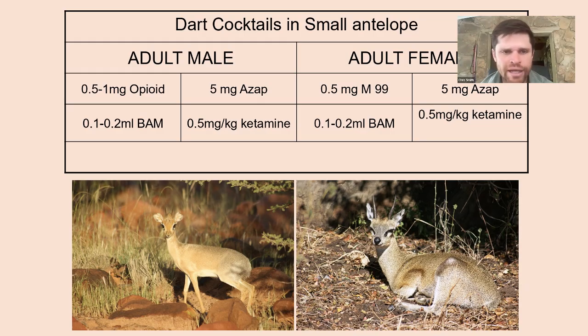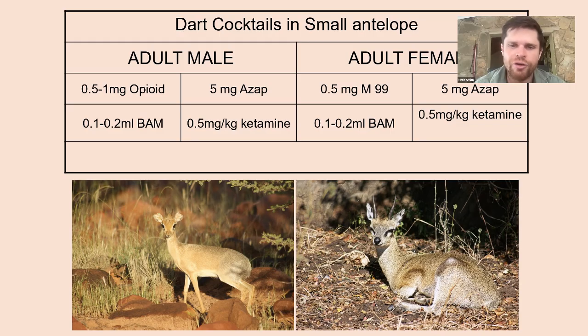Okay. We basically have two combinations that we like. We either use an opioid and azaperone, but there's also the BAM combination, which is butorphanol, azaperone, and medetomidine. Okay. The big advantage with BAM, it's a very, very safe drug combination. We use it on obviously a lot of other species, but also you just get a lot of muscle relaxation from the medetomidine primarily.